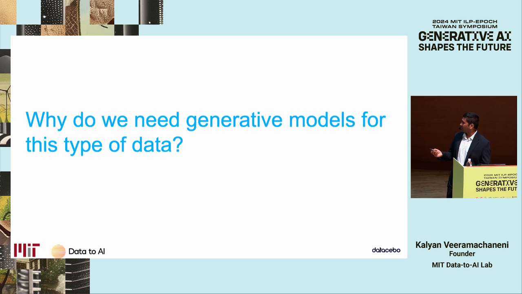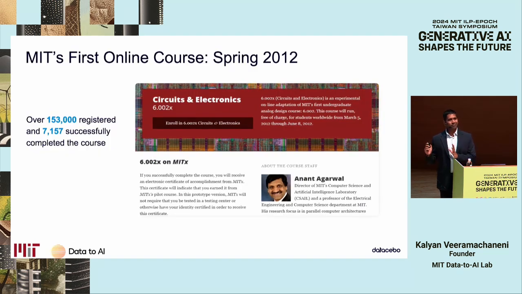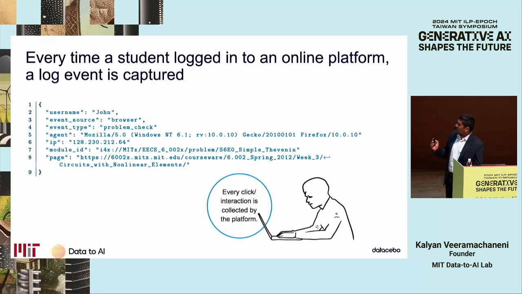To answer that question, let me take you back a little in history. Almost 12 years ago now, spring 2012, the first course of edX was released. It was 6.002x. Many of my colleagues may recognize that course. There were 153,000 students registered and 7,000 students successfully completed it. Every time a student logged into the online platform, a log event was captured, much like this event in which somebody was using the browser to answer or look at an assignment. We had about 150 million log lines like this across 150,000 students.